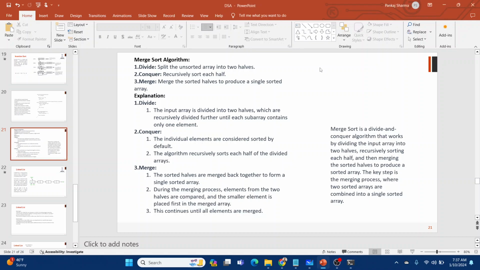So first, what is merge sort? Merge sort is a divide and conquer algorithm that works by dividing the input array into two halves, recursively sorting each half, then merging the sorted halves to produce a sorted array.